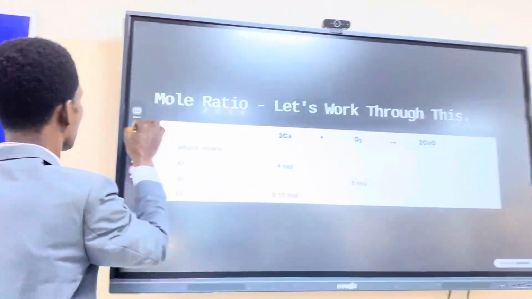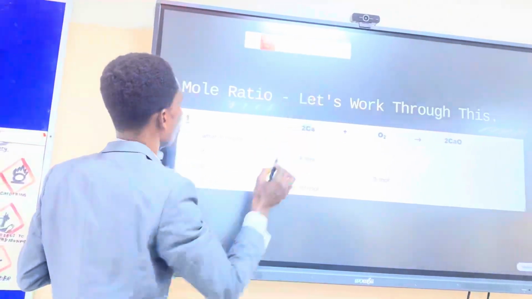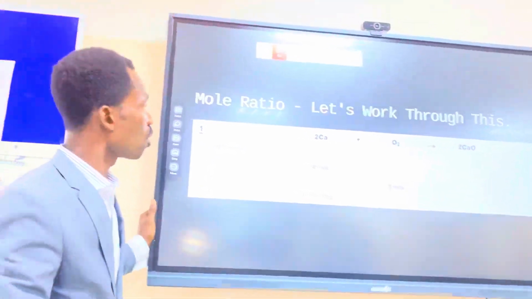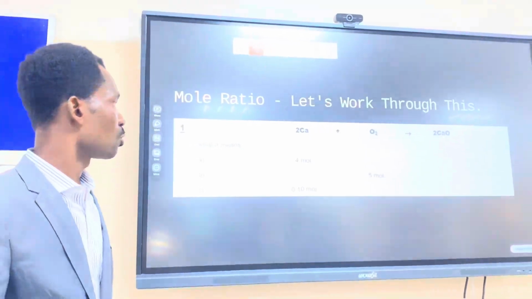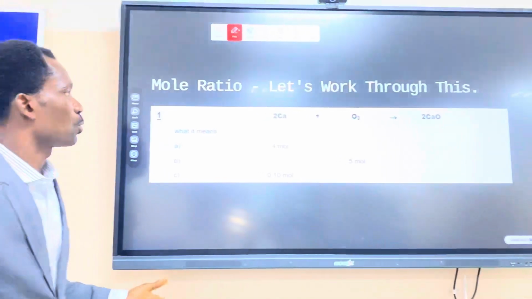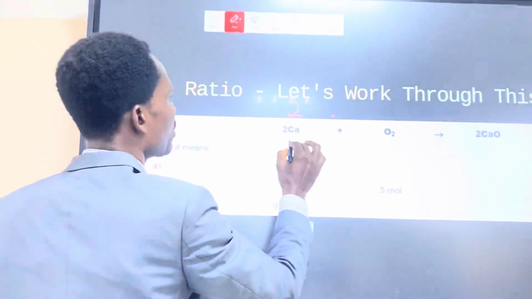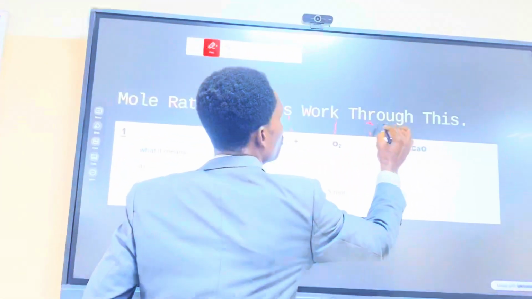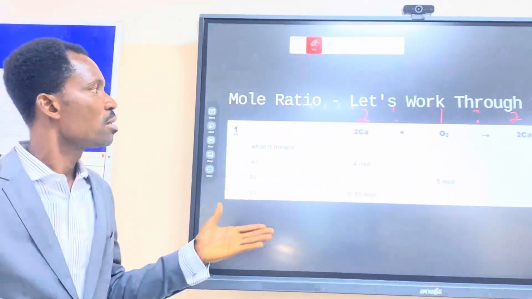So we have a problem here to solve. You have calcium reacting with oxygen to give you calcium oxide. The equation has been balanced. I told you the first step is to balance the equation. Now, having balanced the equation, you want to look at the coefficients, the ratio. Here, you say that 2 of calcium will require 1 of oxygen, and that will give you 2 of calcium oxide. In other words, they are in ratio 2 to 1 to 2.